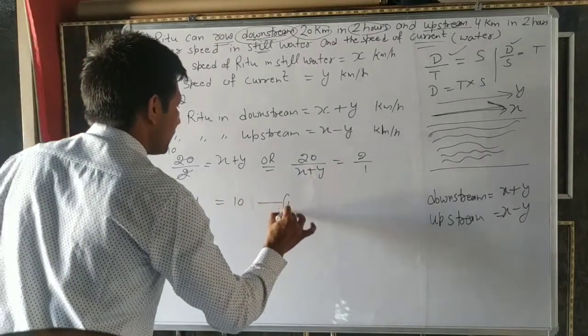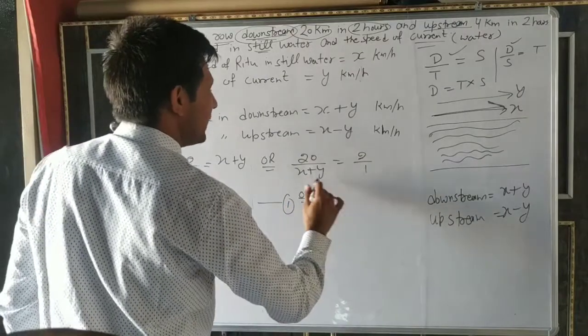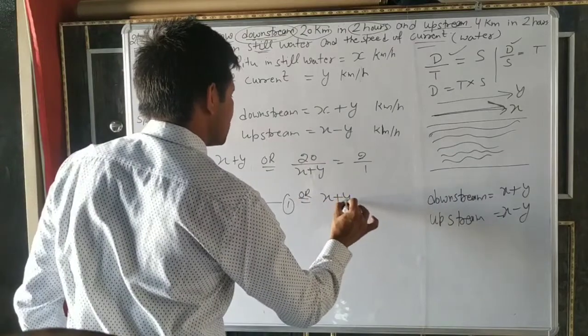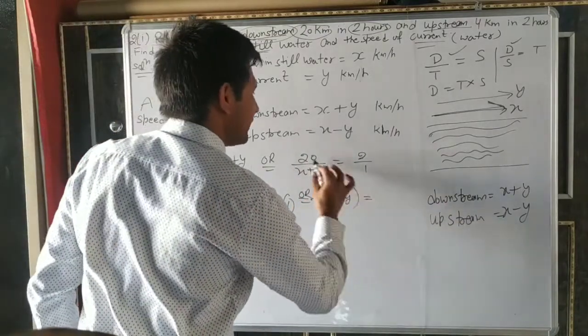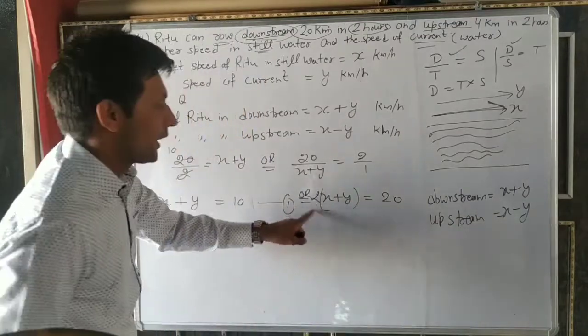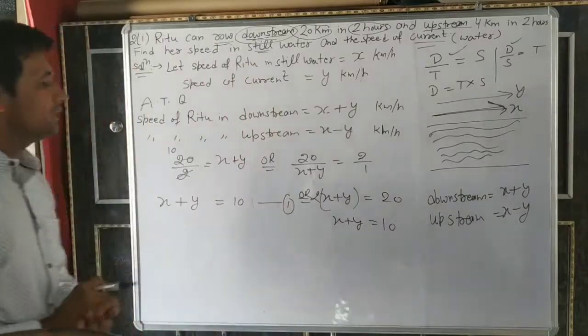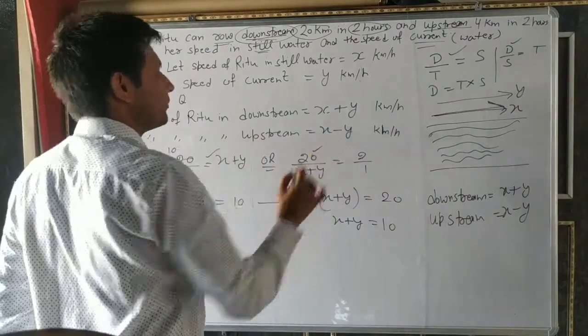It is the first equation. Or you can write x plus y multiplied by 2 equals 20. Dividing by 2 on the other side, x plus y equals 10. So it is the same as before. Understand? You can use this one or this one, any one.